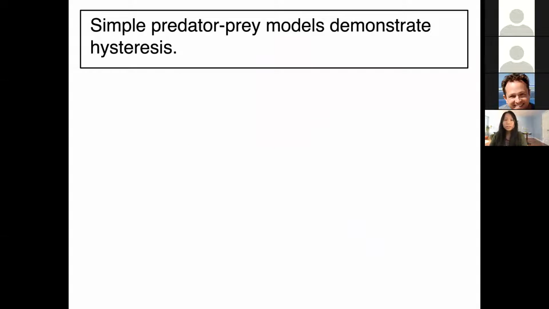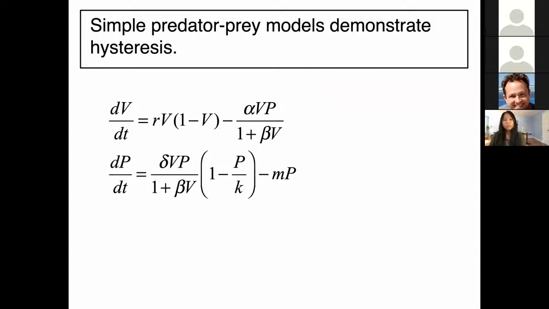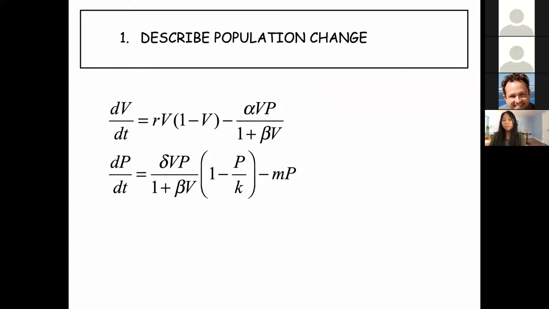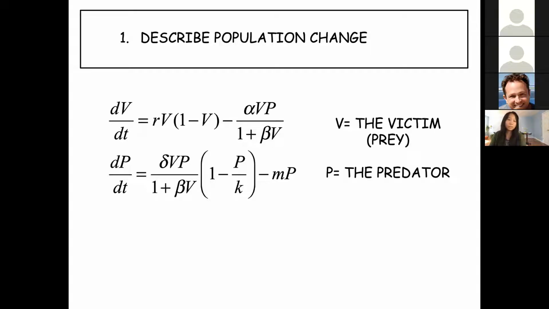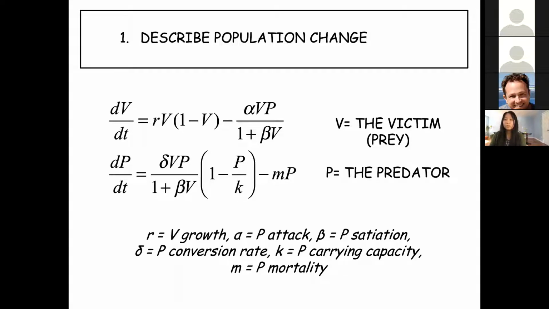So in this project, I'm using simple predator-prey models to demonstrate hysteresis, which I'll walk you through here. The Lotka-Volterra model are classic equations that describe the population change of victim or prey and predator populations over time. And this version has predator satiation and logistic growth for prey.